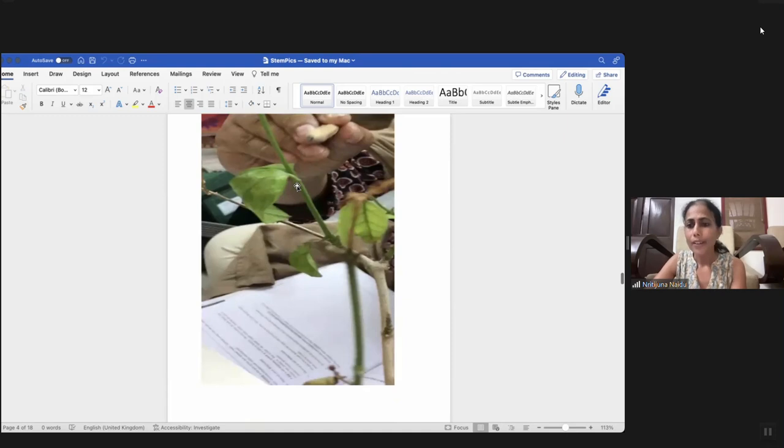Node is the point where the petiole of the leaf is attached to the stem. Point to that and say, this is called the node. It is the point of attachment of the leaf to the stem. It comes from the Latin word nodus, N-O-D-U-S, which means knot, K-N-O-T, knot.